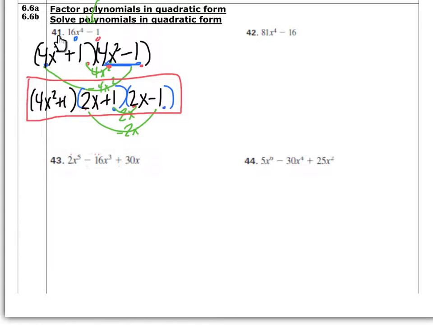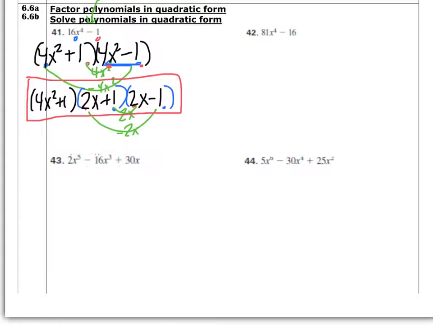Now, if you were struggling with 41, I encourage you to try 42 by yourself now. It actually works very similar to this problem. We're going to have to factor this two separate times. Notice the numbers 81 and 16 are perfect squares. The square root of 81 is 9, the square root of 16 is 4. So when you factor it, the odds are you're not going to use 81 and 1, you're probably going to use 9 and 9. For 16, there's lots of them: 16 and 1, 8 and 2, 4 and 4. Odds are it's 4 and 4.